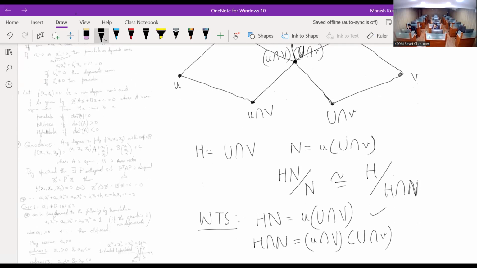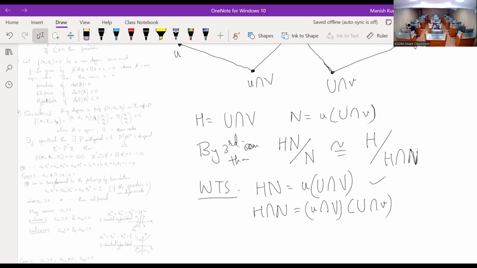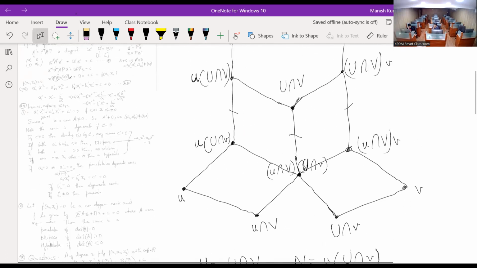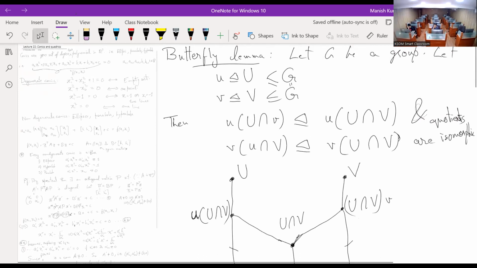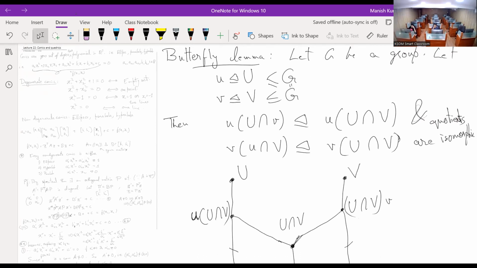And then by the third isomorphism theorem, we'll have this, if N happens to be a normal subgroup of HN. Yes, if N is a normal subgroup of HN, then this is okay. So let's first decide that this is a normal subgroup, so that we don't have to worry about it.